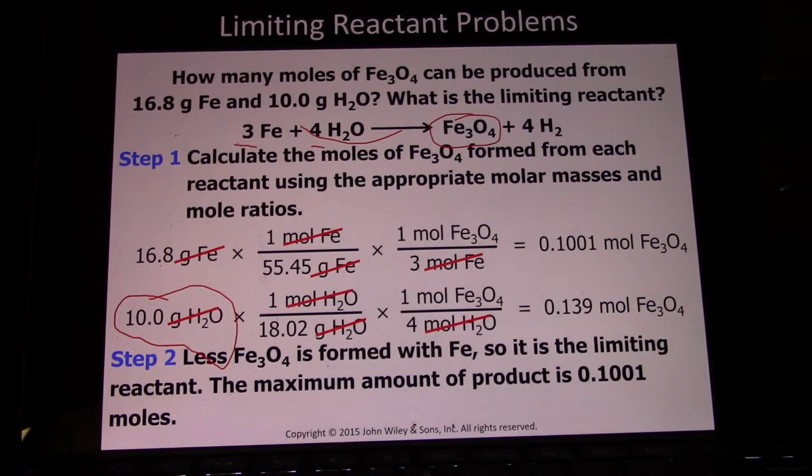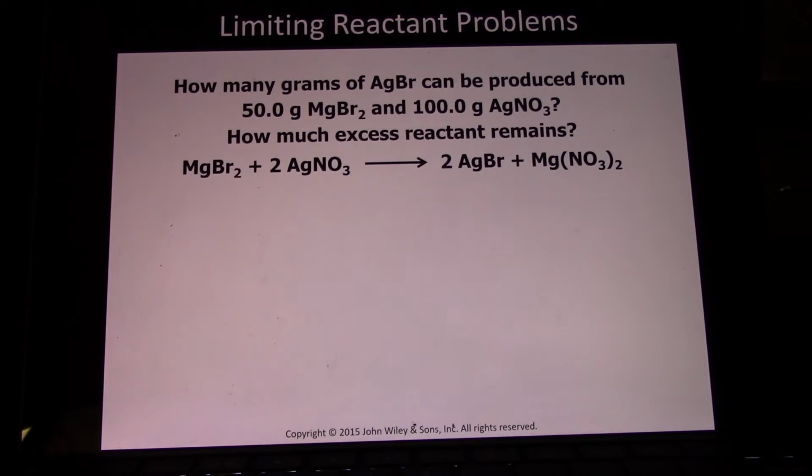And so again, because of that, that's why you always have to work it all the way through and figure out how much product you would make if every single one of the reactants was totally consumed. And then the one that makes the least amount of product is your limiting reactant.